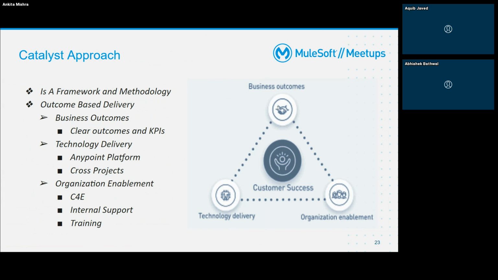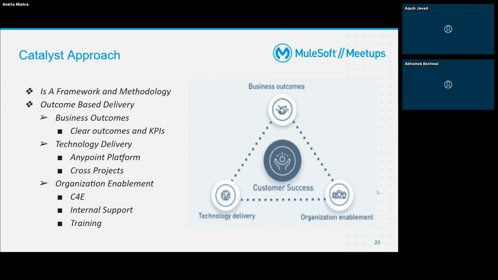So in the Catalyst playbooks, there are certain pointers which are described in a very detailed manner, where you can understand that if these pointers are checked, it means that my business outcome is achieved. If these pointers are checked, then my technology delivery is achieved. If these pointers are checked, then my organization enablement is achieved.